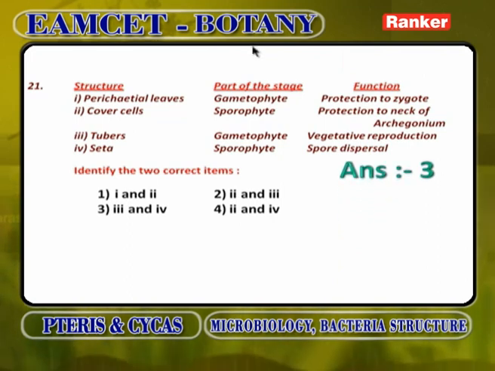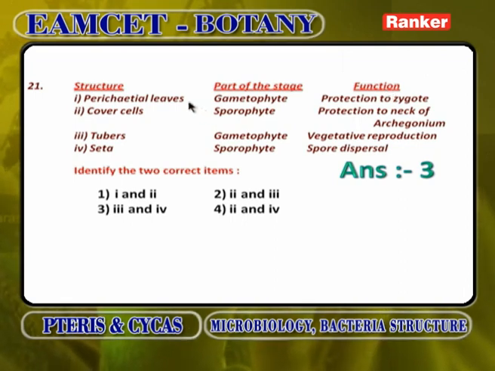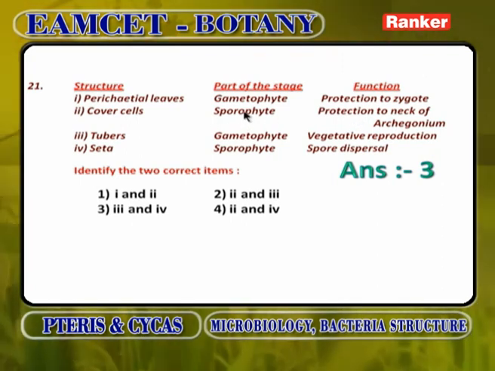This is another 3-column tabular form: structure, part of the stage, and function. Pericardial leaves, gametophyte, protection to zygote is wrong. Cover cells, sporophyte, protection to the neck of archegonium is wrong. Sporophyte, archegonium will not be present in sporophyte, it is present in the gametophyte.